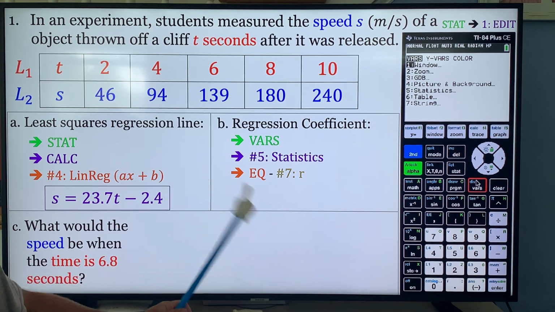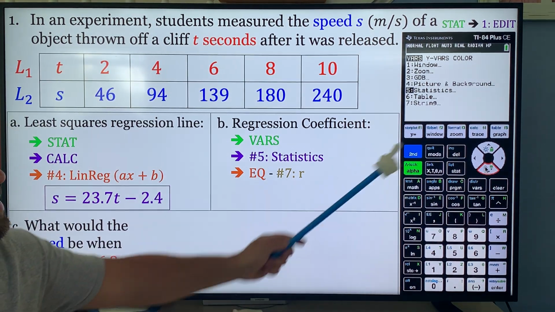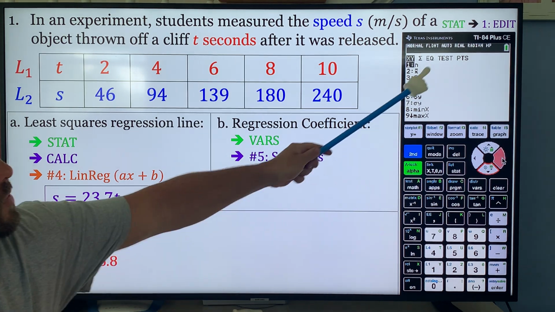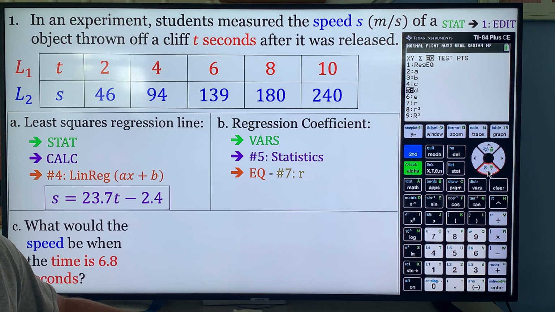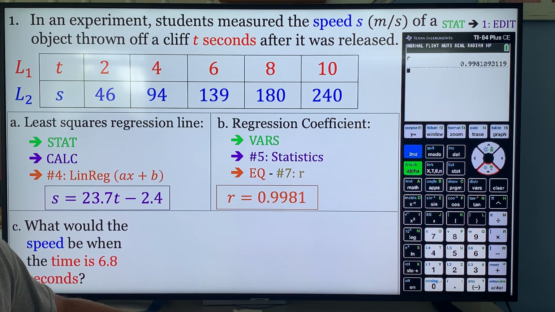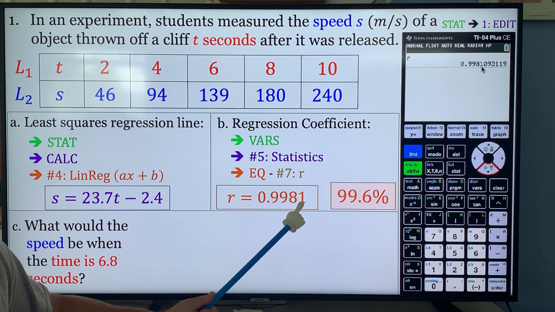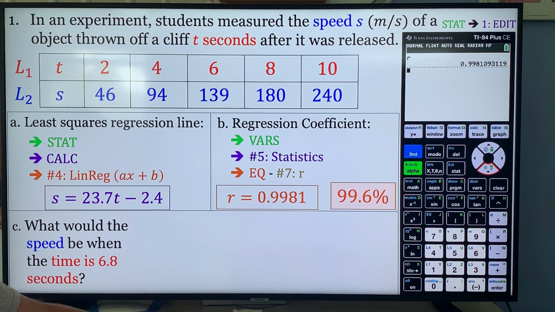Next thing, the regression coefficient. You hit the vars button. You go down to number 5, statistics. You go over to EQ, and then you go down to number 7. You get 0.9980. That is your regression coefficient. If you want to find the percentage, you can square this number and then multiply it by 100. And that's all there is to it.